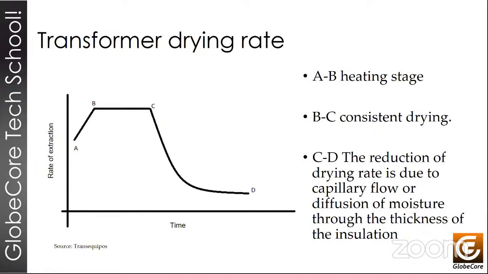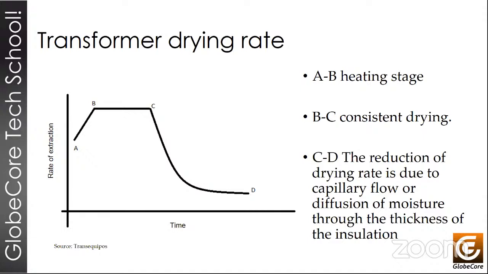It's also important to know that the process differs depending on how it occurs. So when we work on transformer paper, it's different depending on what part of the transformer we look at. Keep in mind that the extraction rate of water is not linear, it's not a straight line. It will resemble the graph that you can see in this slide.